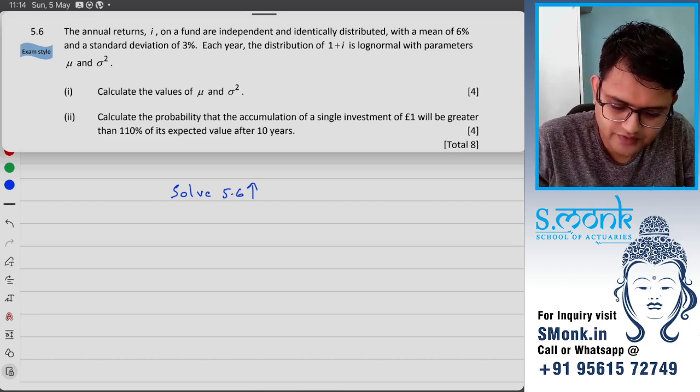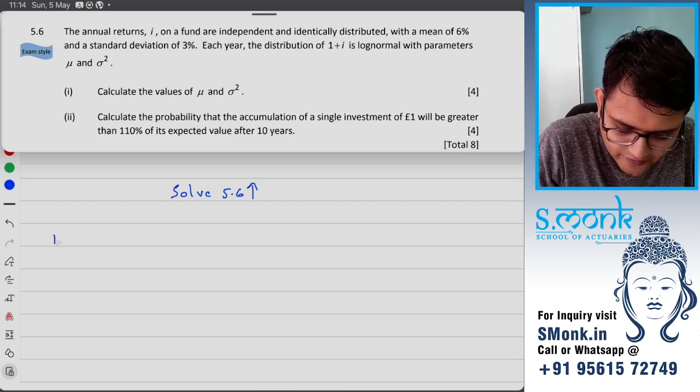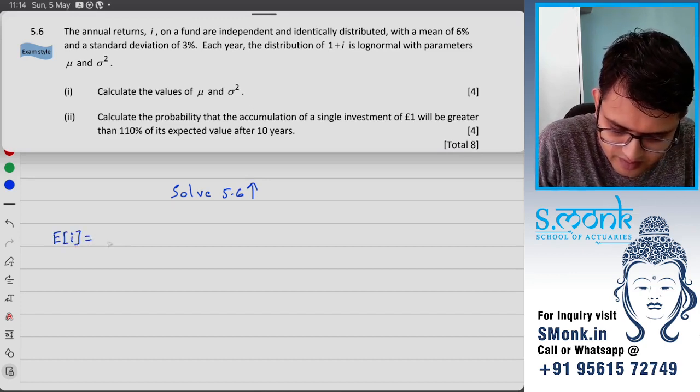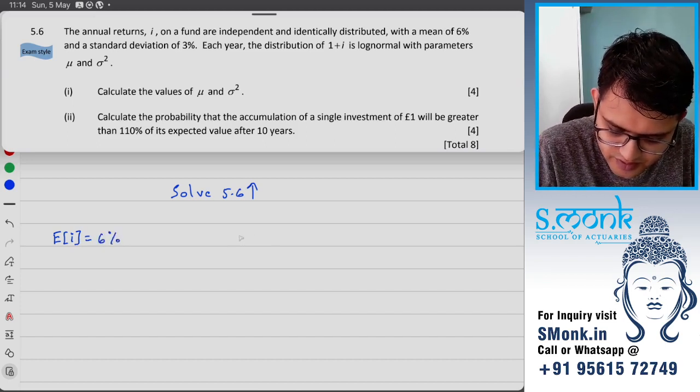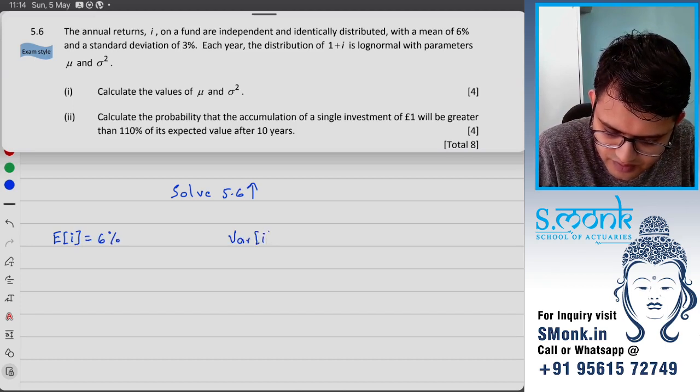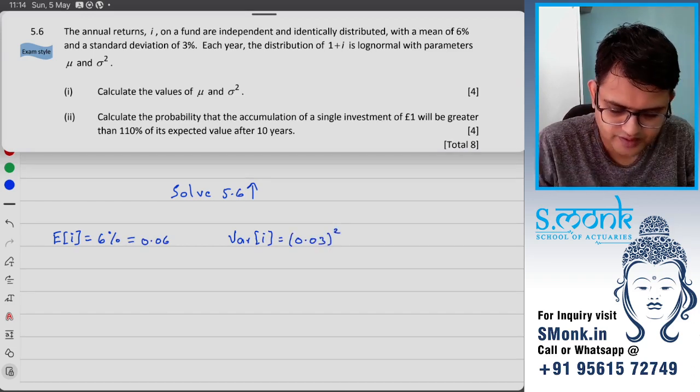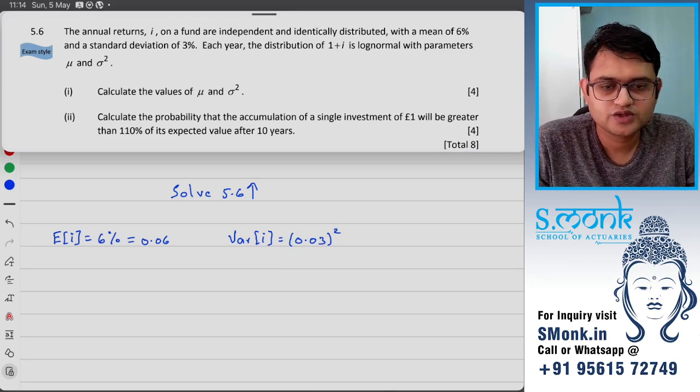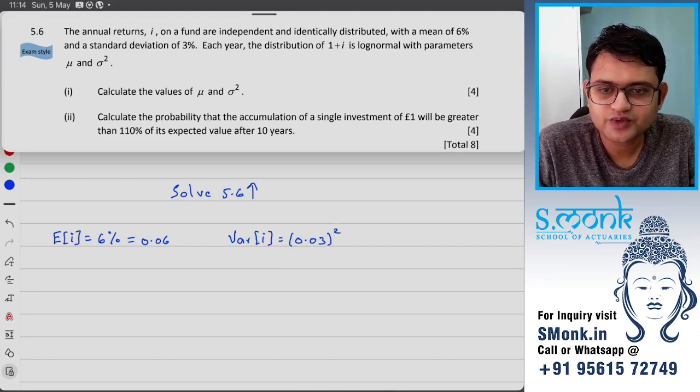First of all, they have given us the expected value and variance of i. The expected value is given as 6%, and the variance is given as, I'll write it as 0.06 for now, it's just easier for calculation, so it would be 0.03 squared. So first we have to calculate mu and sigma squared.